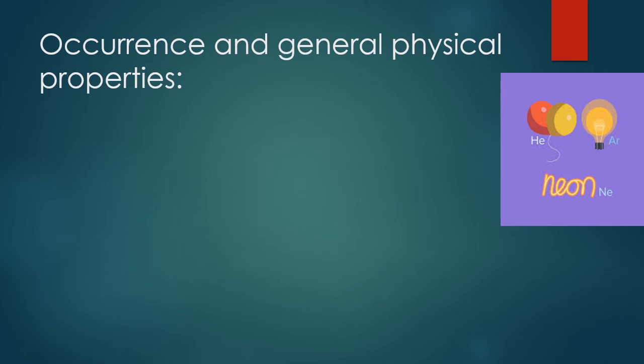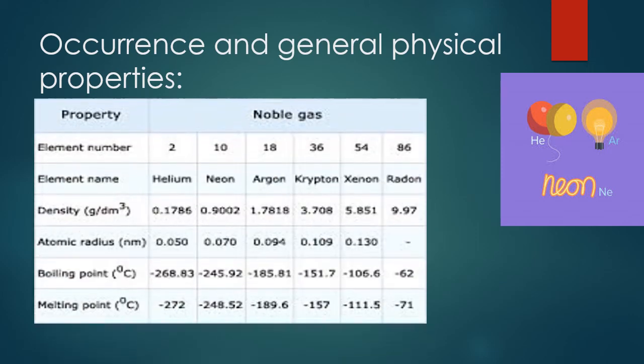First, let's see about the occurrence and general physical properties of noble gases. Normally, these noble gases occur in the atmosphere, where radon is a radioactive element. All other elements are non-radioactive.